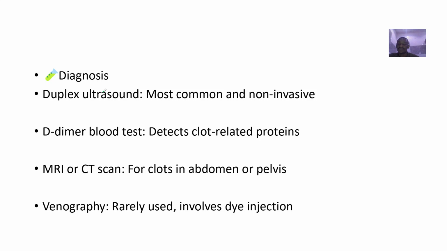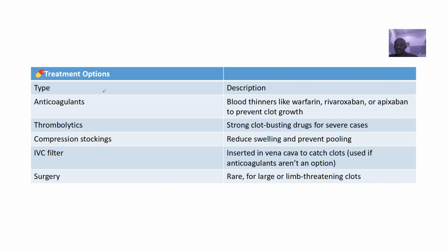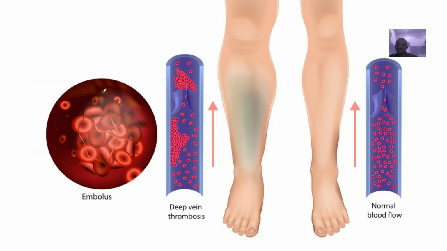Diagnosis is all those scans: MRI, ultrasound, venography, blood tests, and all of that. So treatment is basically, if I'm having clots in here, I'll try to give drugs that can break down the clots. Then I can also give drugs that can prevent clots.